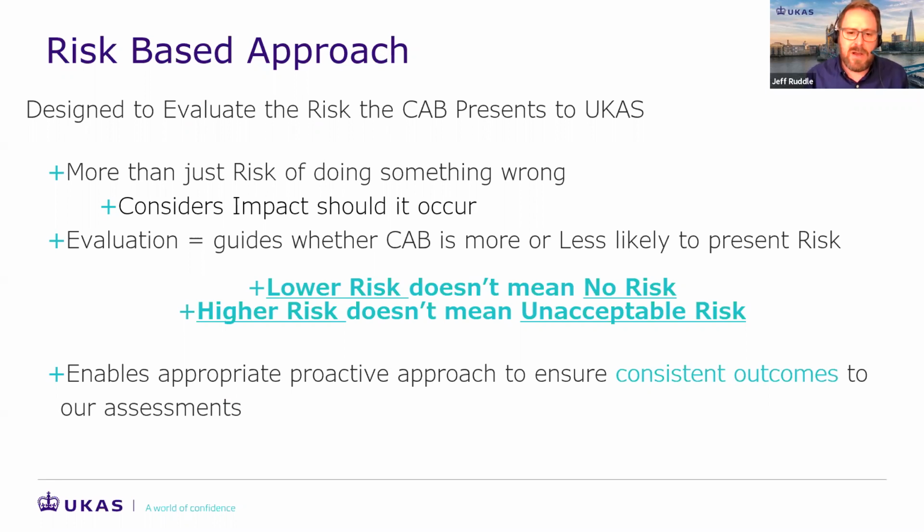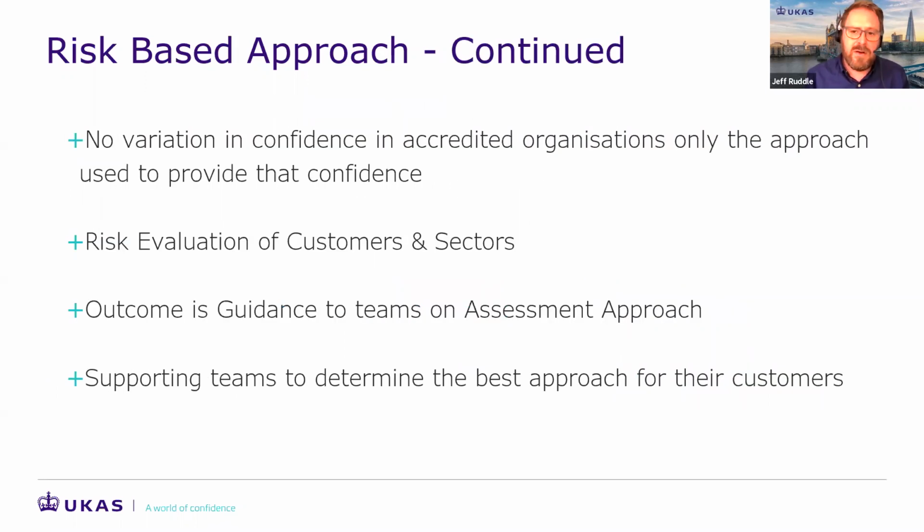And what we feel is that outcome will enable us to be proactive in what we're doing to ensure that we get consistent outcomes to our assessment. Because the key thing is that what we're doing guides us in taking the approach that we need to give confidence to the clients and to the stakeholders of our customers. The confidence associated with a customer that comes out at the lower end of the risk scale is exactly the same as that at the higher end of the risk scale. It's just that UCAS needs a slightly different approach to give that same level of confidence. So there's absolutely no variation in the confidence that is provided, only the approach that UCAS uses to provide that confidence.